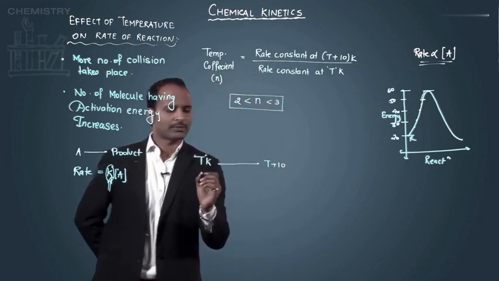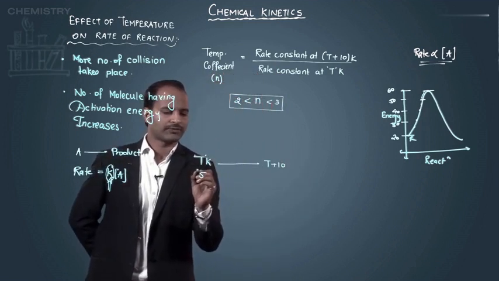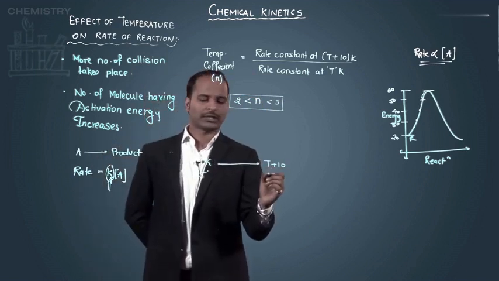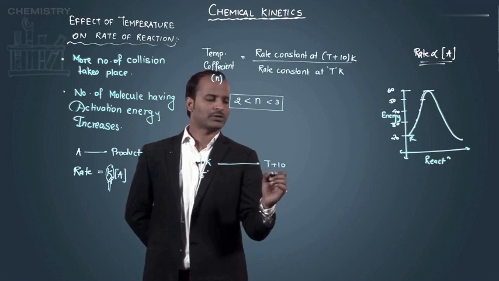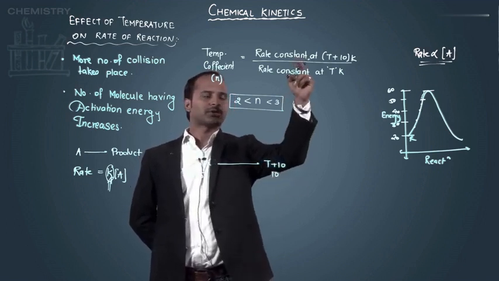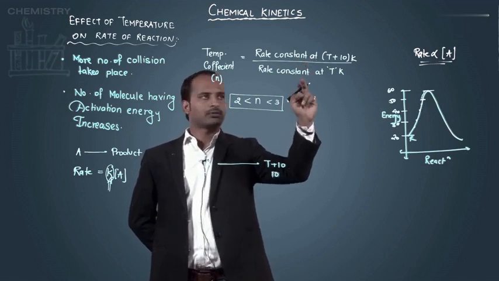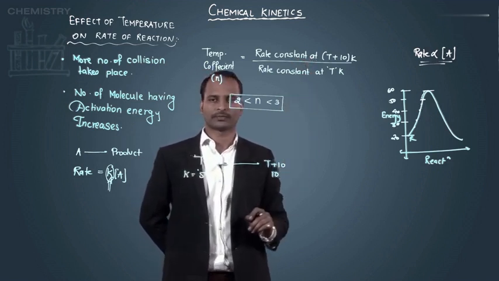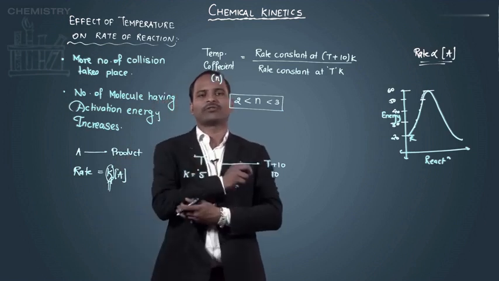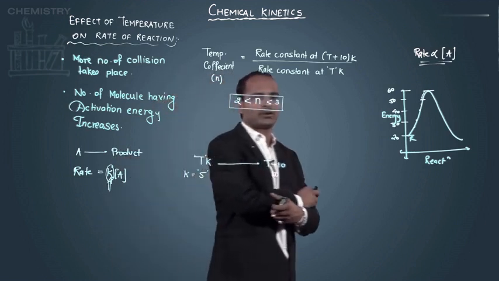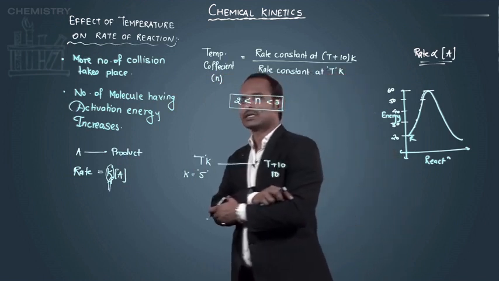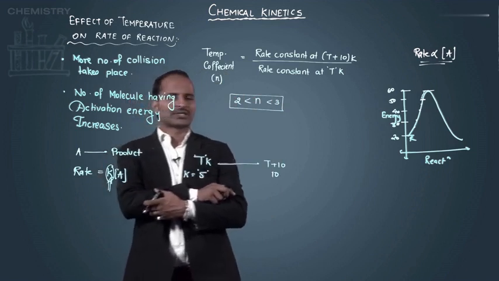For example, at this temperature, suppose the rate constant K value was 5. There is a possibility that if you increase the temperature by 10 degrees Celsius, the rate constant value will become 10. And if the rate constant becomes 10, then the temperature coefficient is going to be 10 upon 5. That is, the answer is going to be 2. So this is a temperature coefficient. The value of temperature coefficient tells us how many times the rate of reaction has increased on increasing the temperature.